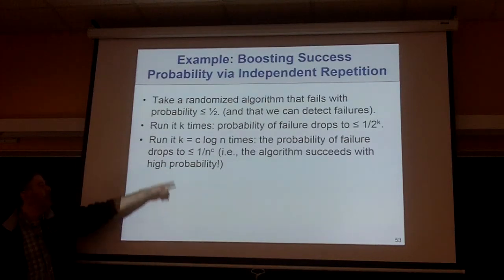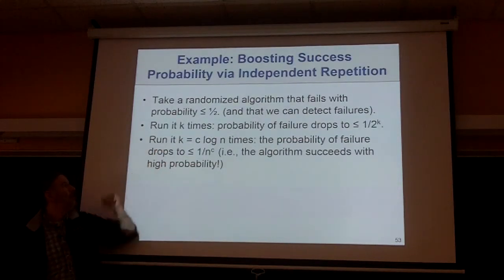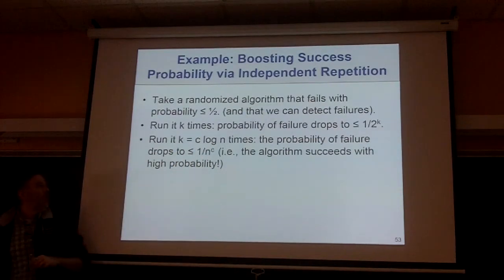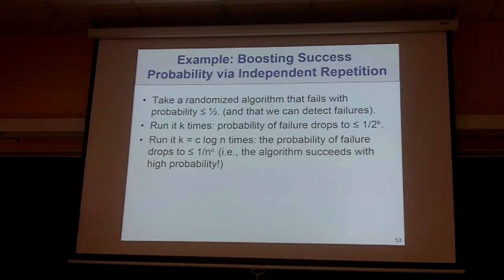All right? So if I run k iterations of my algorithm, and let's say k is some constant times log n, what's the probability of failure now? If I run the algorithm k times, I fail in aggregate only if every single one of those k iterations fails, right? If one of them succeeds, I'm done. So what's my new probability of failure?